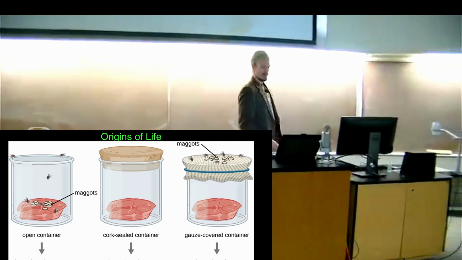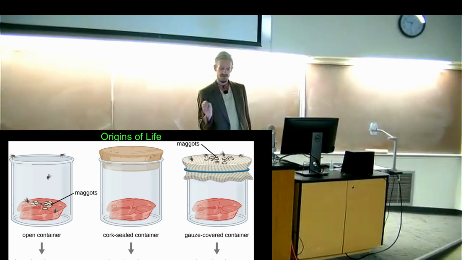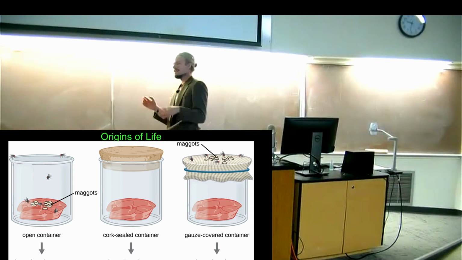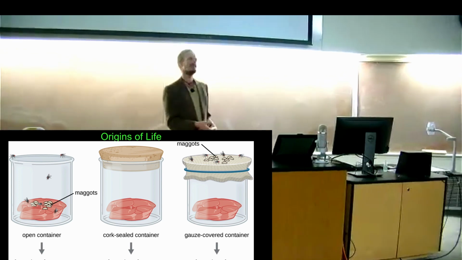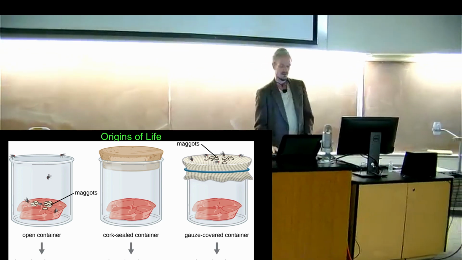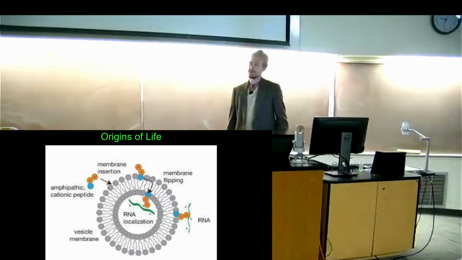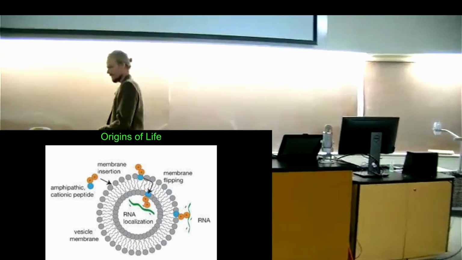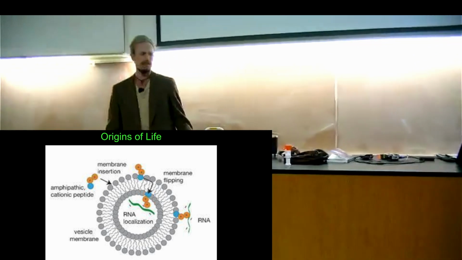But again, this is deeply contradictory because we have to explain where life came from in the first place. And of course, in order to do that, we need some sort of spontaneous generation, which is really just kind of mind-blowing if you think about it.